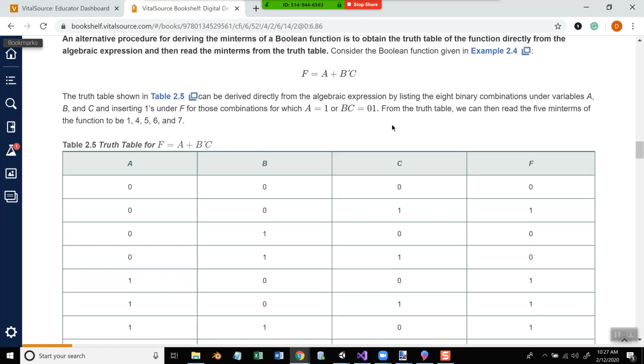Okay, I see why they're saying that. Because remember, if you got A and you got, why did they say BC there? This is, where am I at?